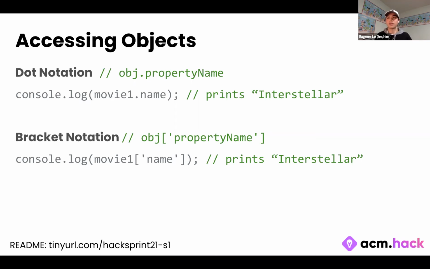So you have brackets around the property that you want to access: object, brackets, property name. And in the bracket notation, you have to put either single quotes or double quotes around the property. So these are both ways we would access Interstellar inside this object. We would either access movie1 dot name, or we would access movie1 bracket name.